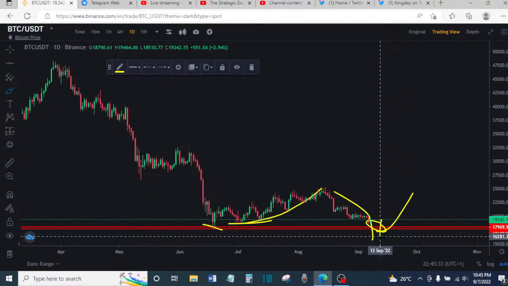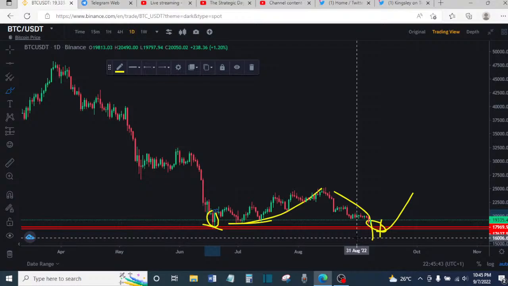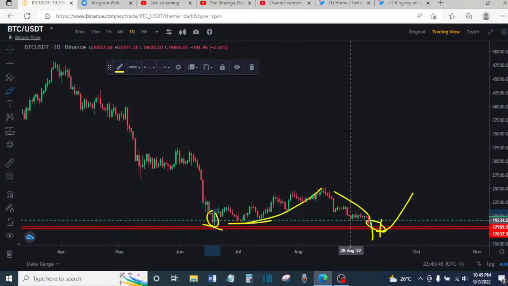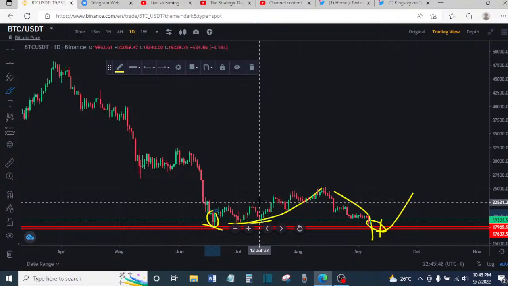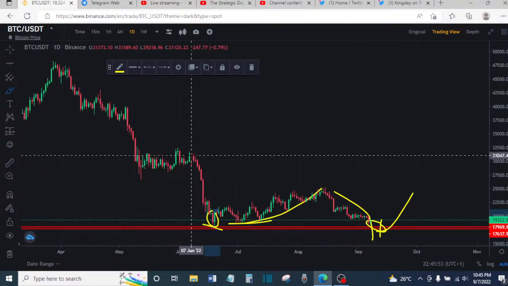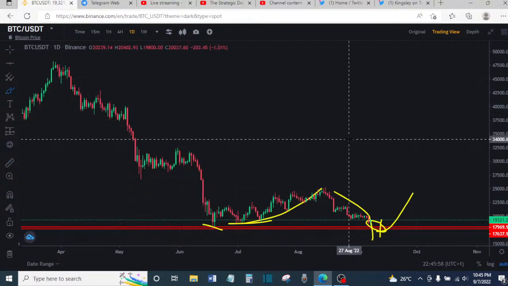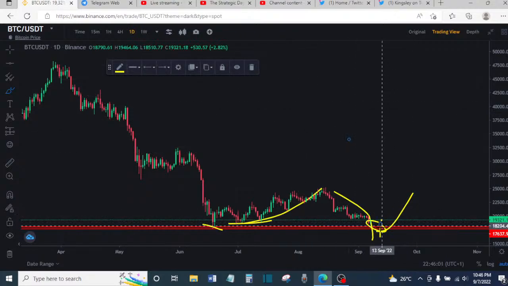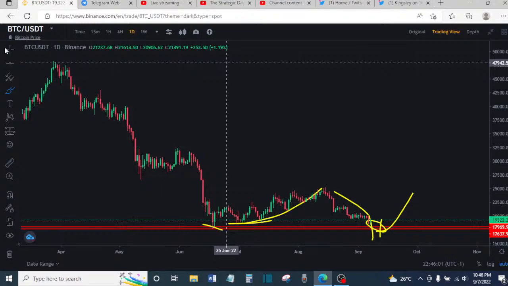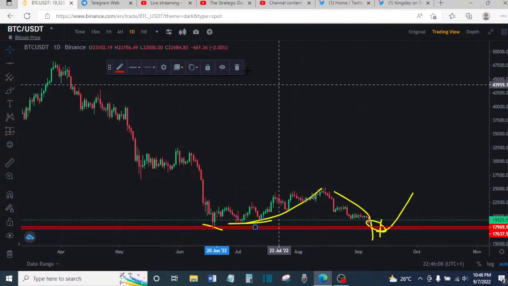Once this red line is taken out, then you can look for something like this, a bullish engulfing candle that engulfs a bearish candle, or you look for a pin bar, something like this, either this pin bar or this pin bar, or around this area. You look for a pin bar like that around this area. Let's delete some of these things.